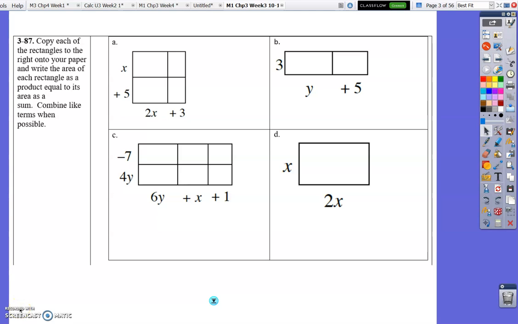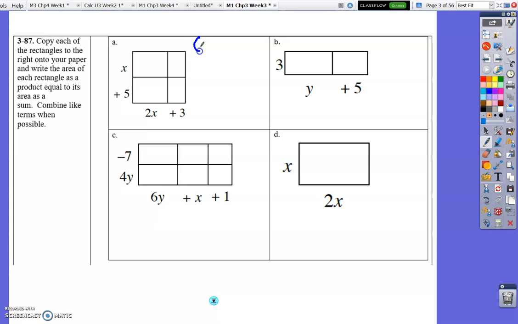So I wanted to make a video to review the area model that we talked about during the week of the 14th of October. But I felt like I didn't want to borrow new stuff, so this is stuff from your materials. It says you're supposed to be writing these pictures. And so the first thing is we want to look at what is the product.